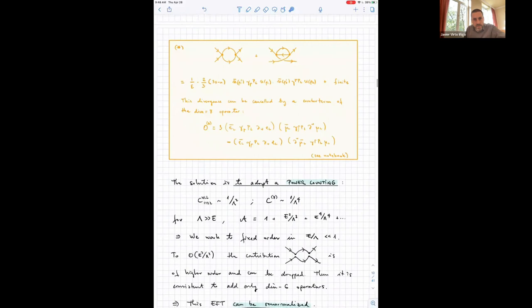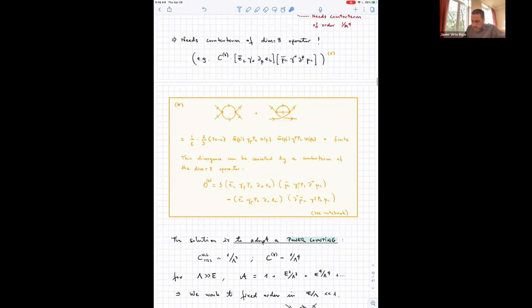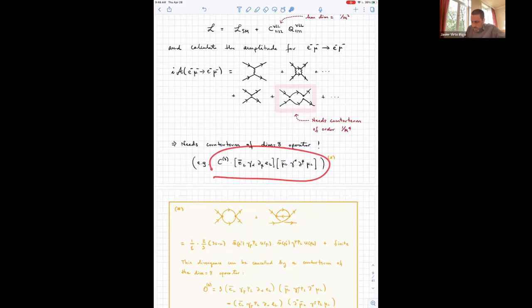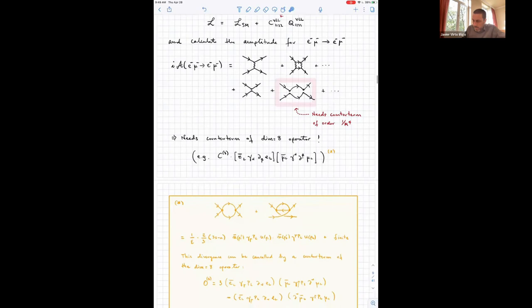But the point is that if you include this operator, then you are screwed, because now you have to include this operator. But then when you include this operator, you also get the same kind of contributions from this operator. And for this, you need a counter term of a dimension 12 operator and so on. So this never ends. You are forced to include an infinite number of operators with an infinite number of counter terms, and then your theory becomes completely unpredictive, okay? So this is the problem.